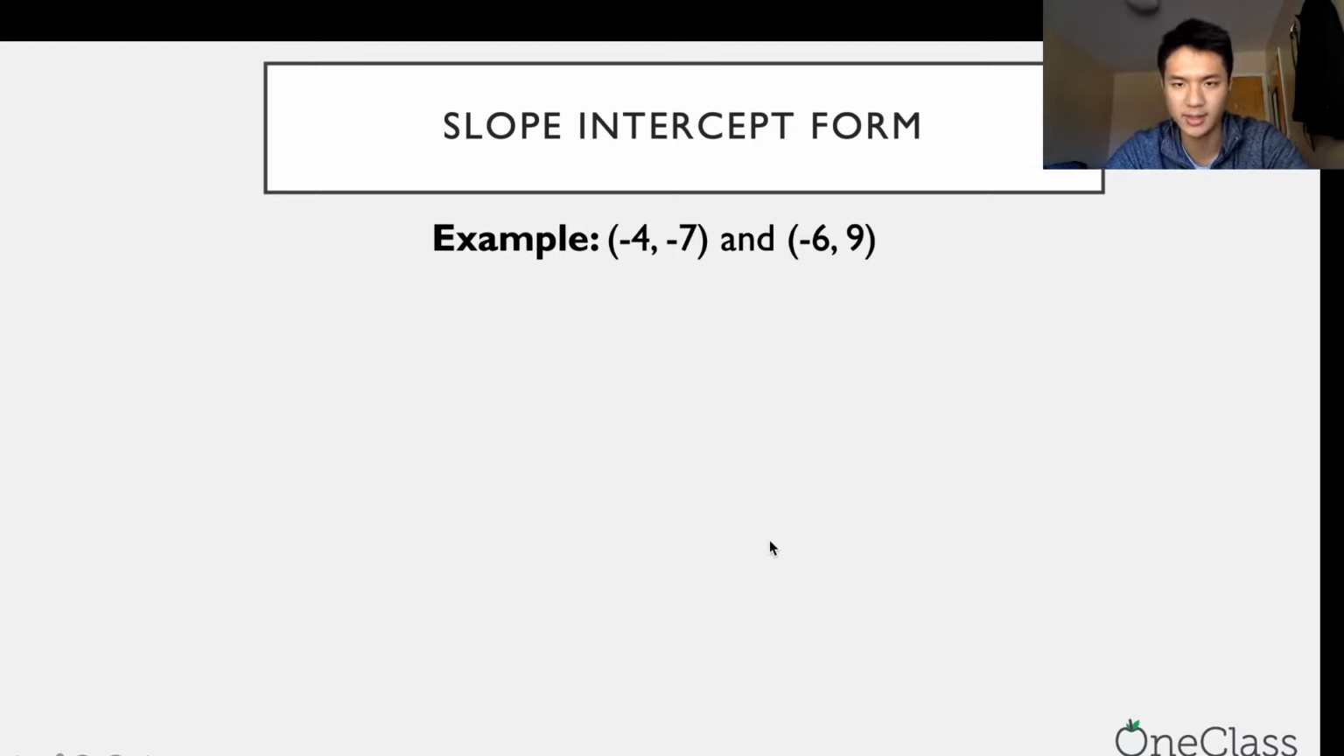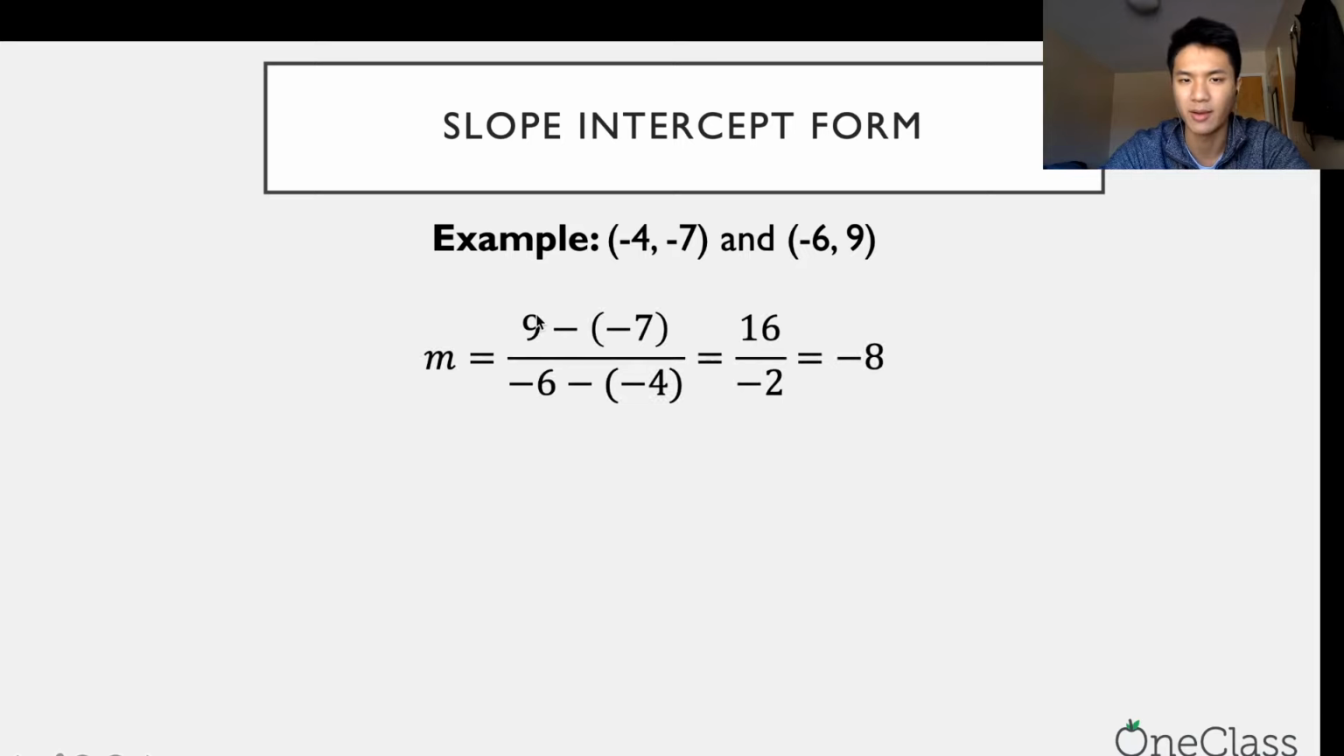So again, our step 1 is saying, okay, let's find slope. So slope is given by y2 minus y1 over x2 minus x1. So we have 9 as y2 minus y1, which is -7, divided by x2, which is -6, minus x1, which is -4. So 9 minus -7 is 9 plus 7, so 16. -6 minus -4 is -6 plus 4, so -2. We get 16 over -2, and we get a slope of -8. So that's our step 1, right? Fairly simple.